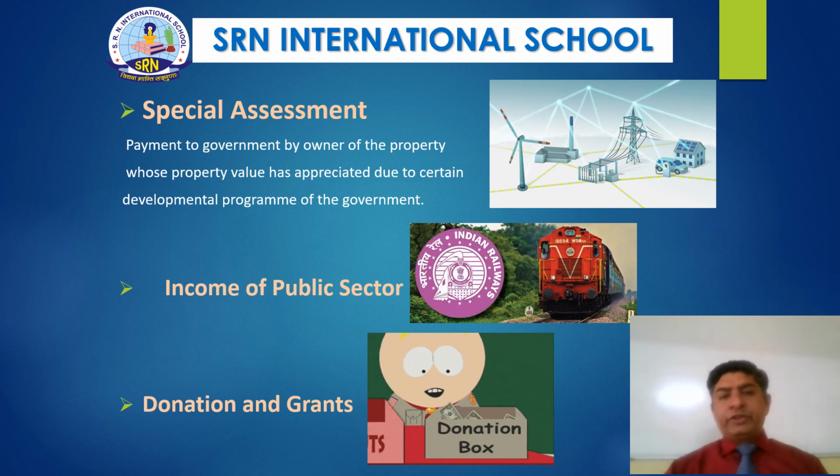Next, coming to special assessment. It is payment made to the government by the owner of the properties whose property value has been appreciated due to certain developmental programs of the government. Next is the income of public sector units, PSUs, like the profit of railways, profit of Bhilai Steel Plant, etc. Then there are donations and grants.